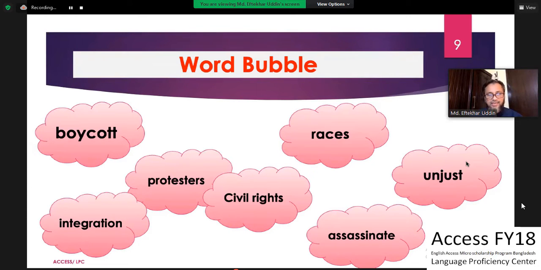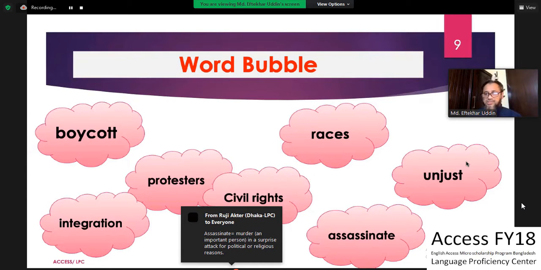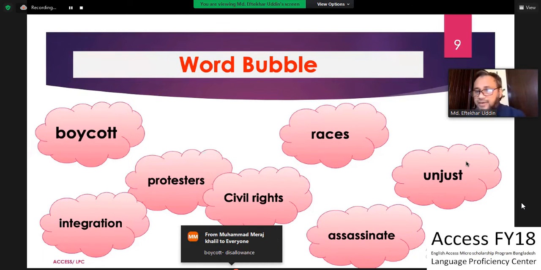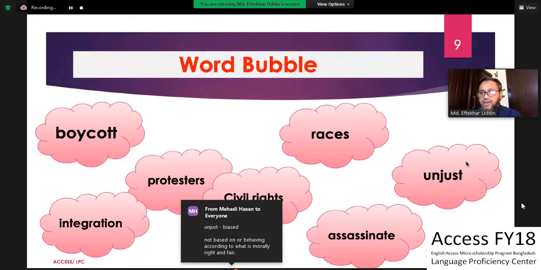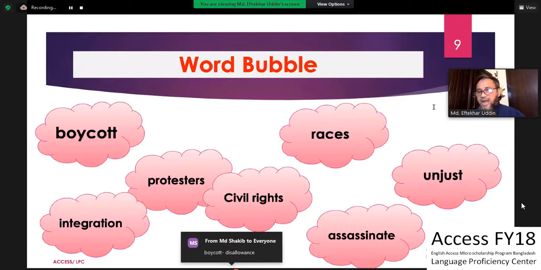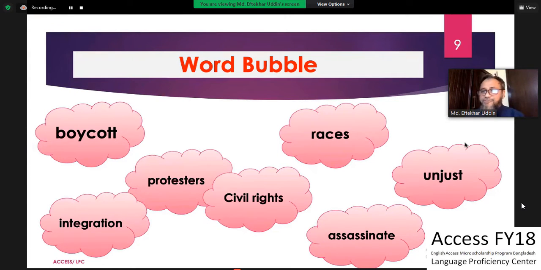There are words like protesters, assassinate. Okay, Ruzi Akhtar, assassinate, murder an important person in a surprise attack for political and religious reason. Well done, Ruzi. Okay. Muhammad Al-Nafiyur, unjust means unfair. Okay, well done, Nafiyur. And unjust means biased, not based on or behaving according to what is morally right or fair. Okay. Boycott means exclusion. Boycott means disallowance. Sulaiman, boycott, exclusion. We have enough of boycott. So other words, please try the other words.